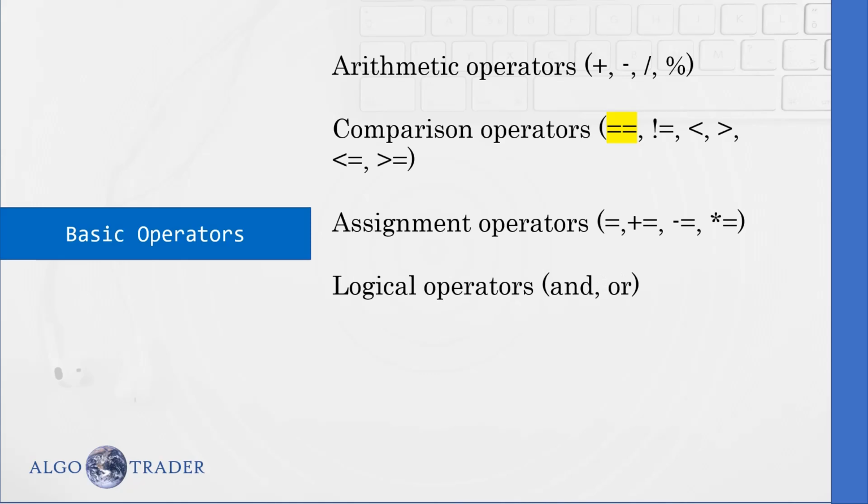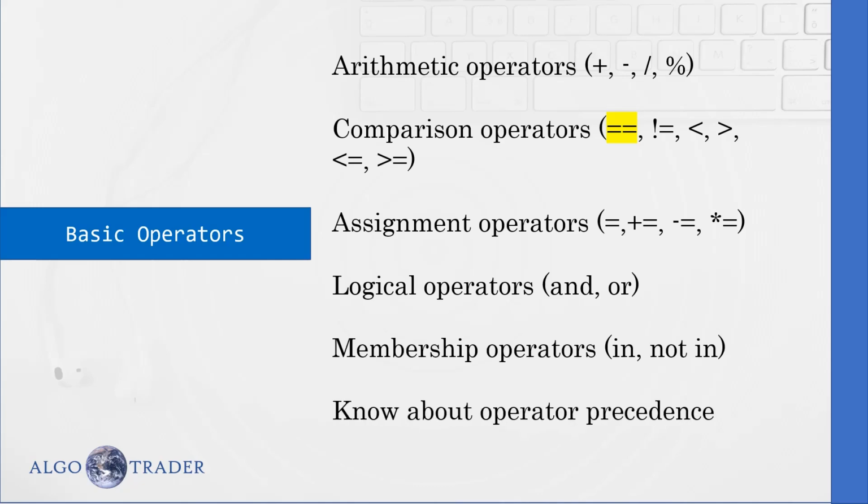Then comes logical operators. If you have two conditions, let's say x equal to y and a equal to b, you want to combine the two conditions with the operator and or or. Then comes membership operators. We use these especially while dealing with arrays, when you want to check whether some element exists in an array or not. Then we use, let's say, x is in some list or array, x is not in some list or array, and we call those membership operators. We also know about operator precedence. I'll explain what operator precedence is while writing the code. Let's jump into the code.